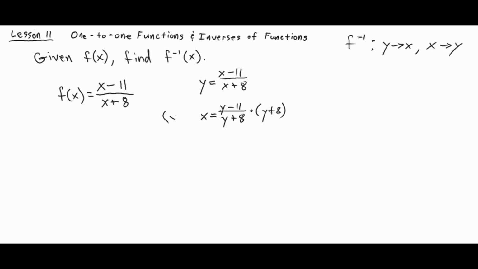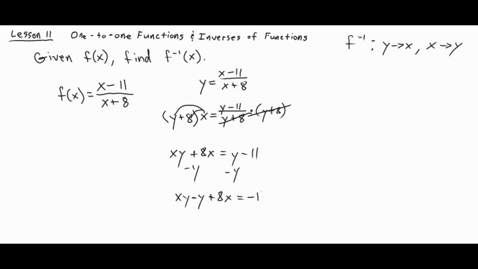And over on the left side, we also multiply by y plus 8. Okay, so we'll cancel the denominator. Distribute the x. X times y is just xy. X times 8 is plus 8x is equal to y minus 11. Okay? And now we're going to subtract y from both sides. So we're going to have xy minus y plus 8x is equal to negative 11.